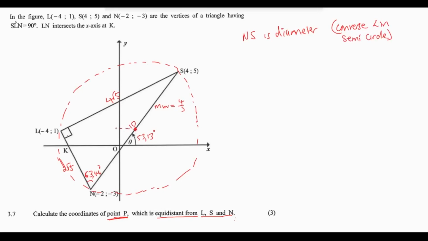And then they are equidistant. This distance PL, PS, PN, they're equal because they're radii, isn't it? Okay, that's what we got from this.